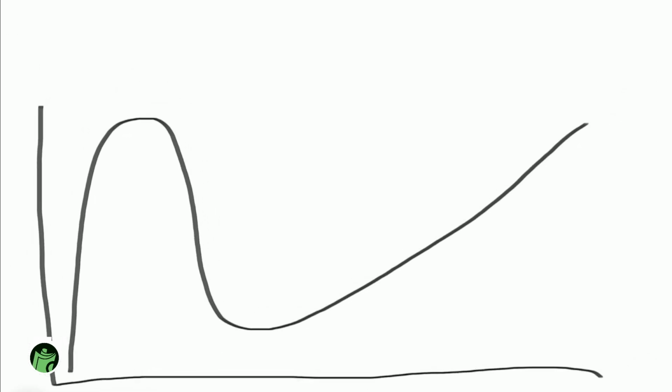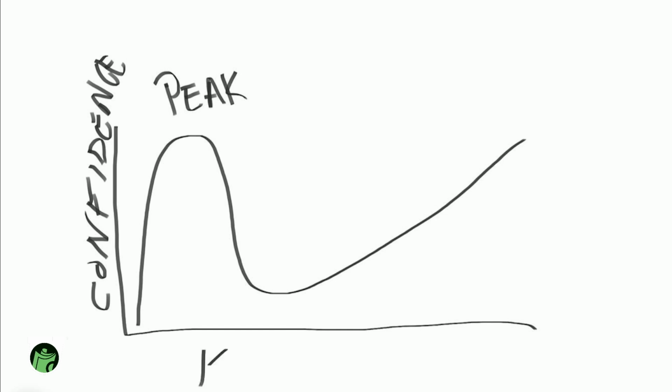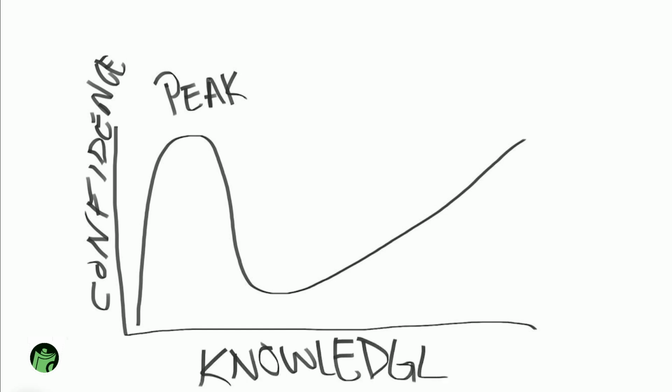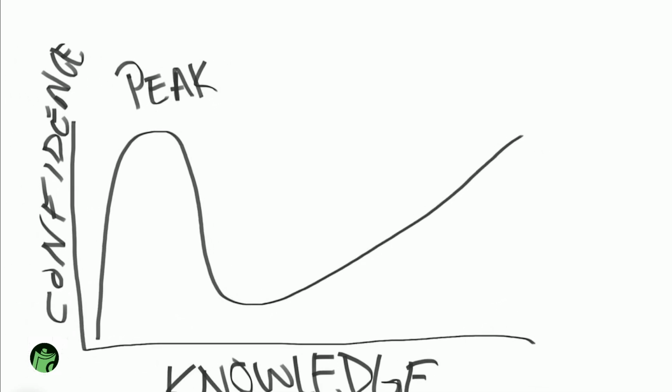So what we've got here is a peak of confidence right here. This is going to help us understand the confidence axis right here. Confidence. And on this axis, we have knowledge. Everybody with me? Okay so far? All right. This peak right here is often called Mount Stupid, ladies and gentlemen.